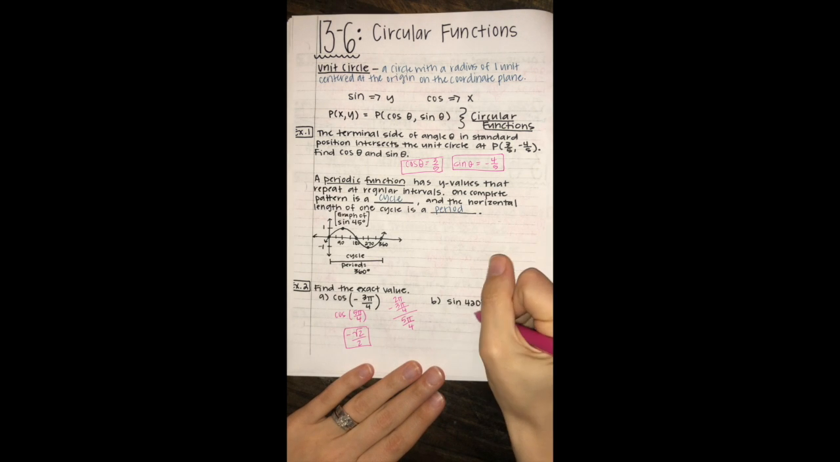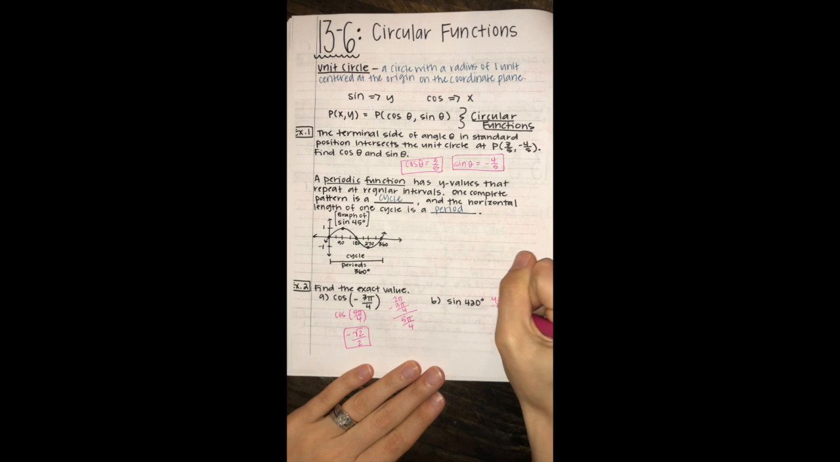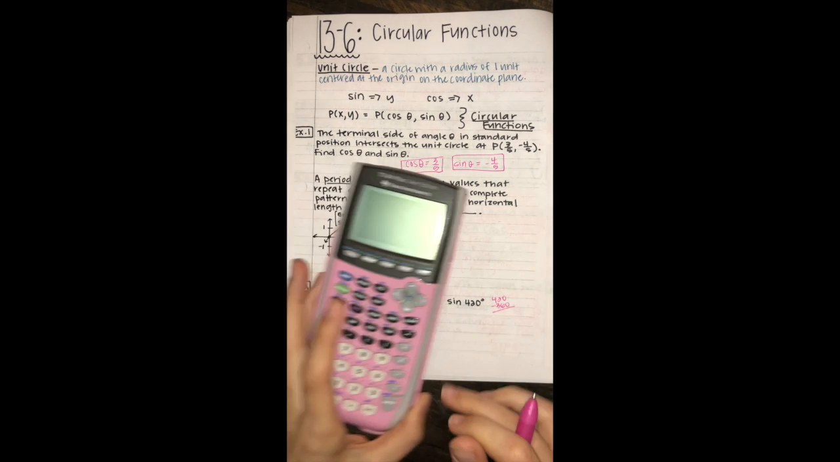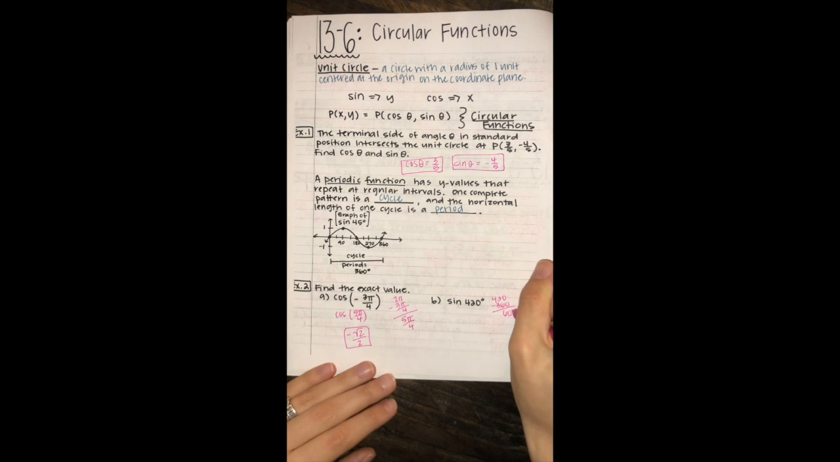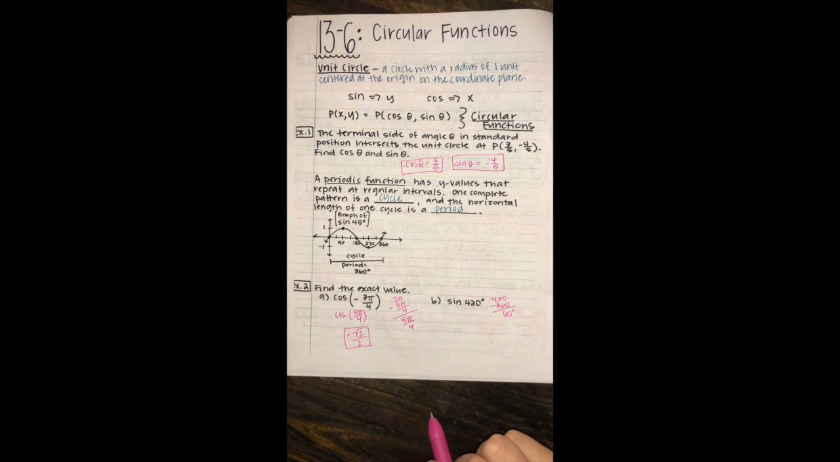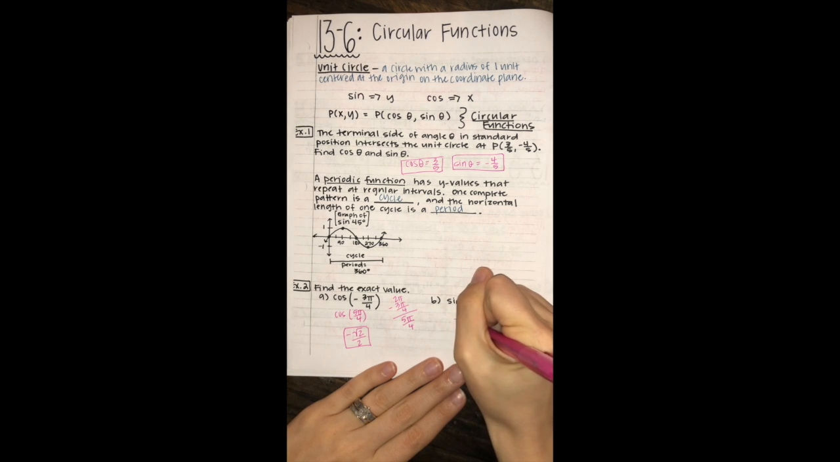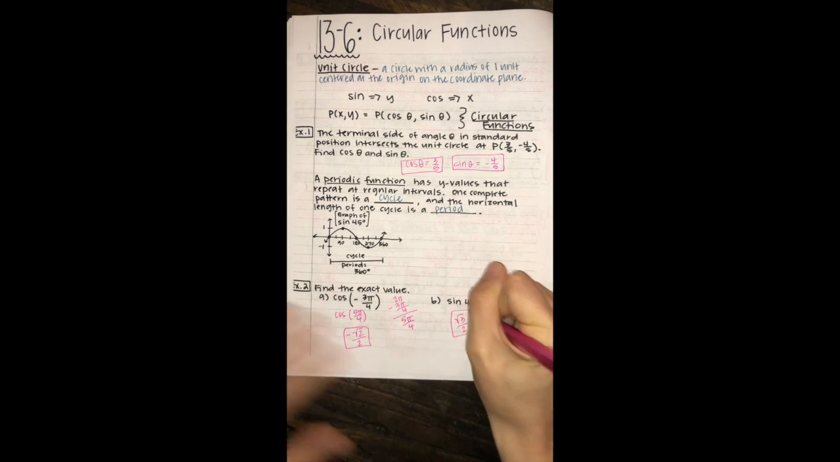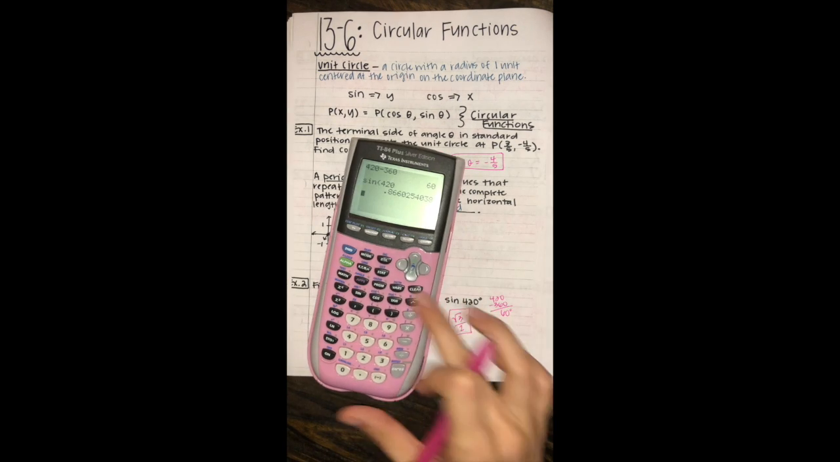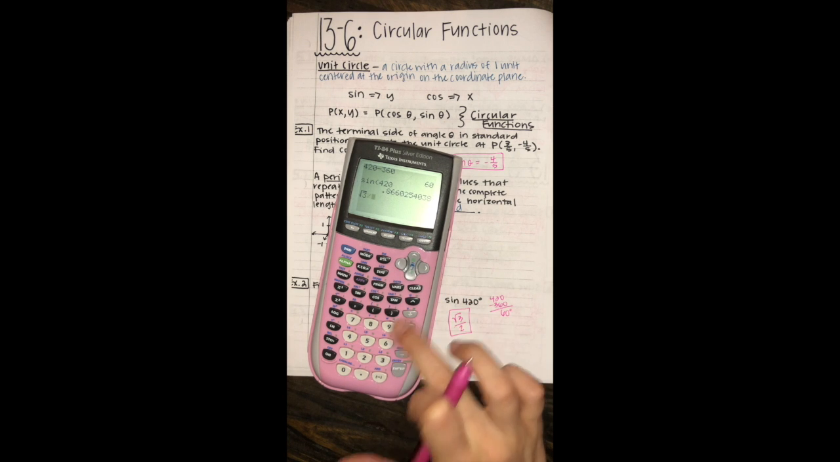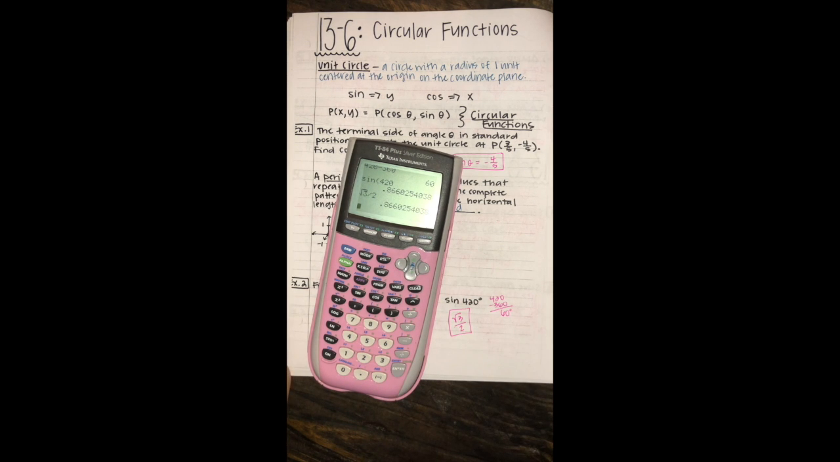B is sine of 420. I'm going to subtract 360 to get back to the original. It should be 60, I think. 420 minus 360 is 60. So I'm going to look at my unit circle, sine of 60. So I find 60 degrees, and then I find the y coordinate, which is radical 3 over 2. Again, if you wanted, this one you just type in sine 420, and then type in radical 3 divided by 2. It should match, which it does.